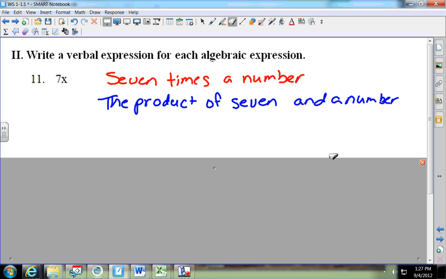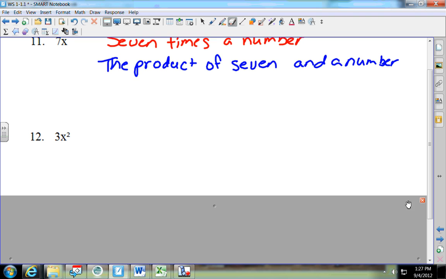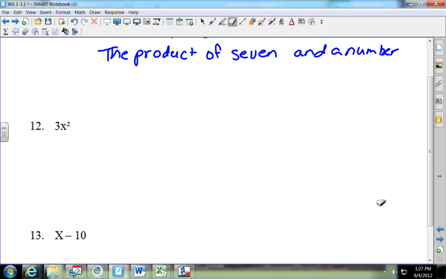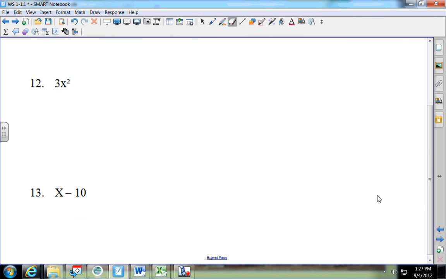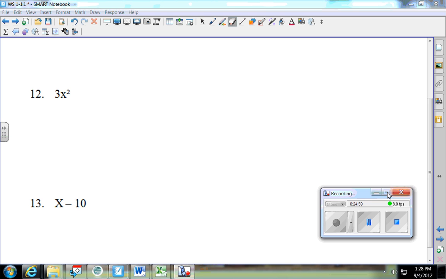Okay. Let's go down here. Let's try. What about this one? See how you could write it there. Go through right now, and I want you to try and write 12 and 13. Take a guess at how you would write that.